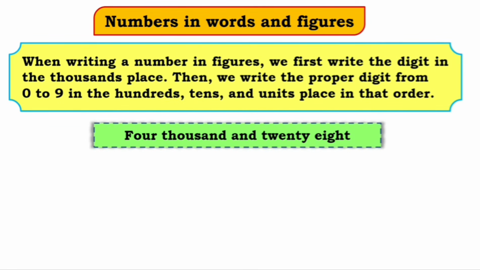Numbers in words and figures. When writing a number in figures, we first write the digit in the thousands place. Then we write the proper digit from 0 to 9 in the hundreds, tens and units place in that order.